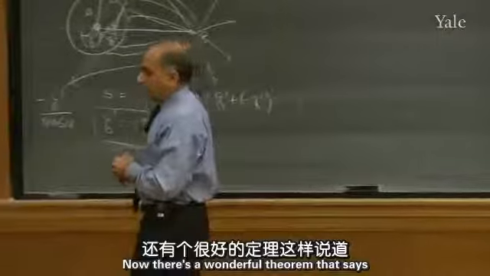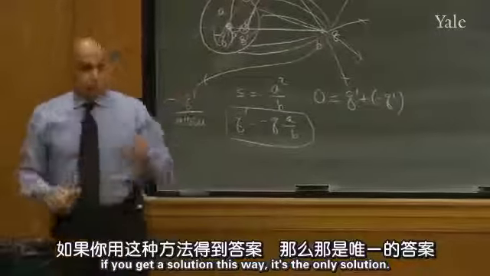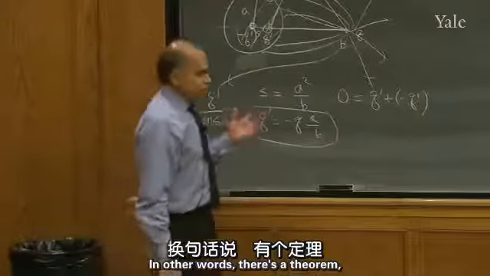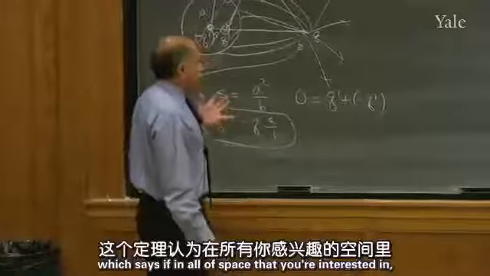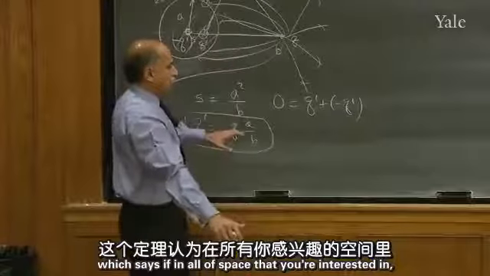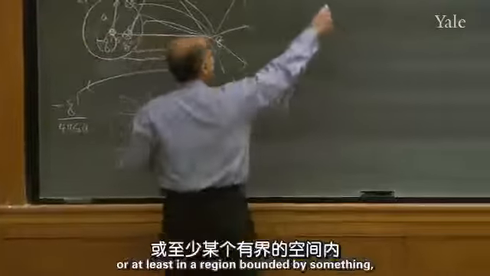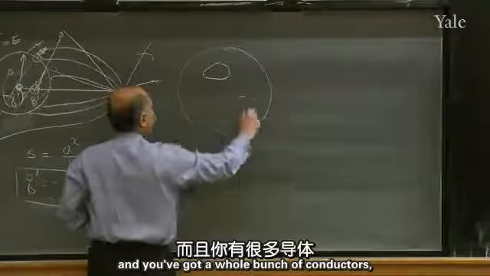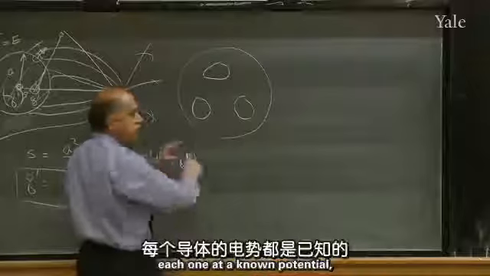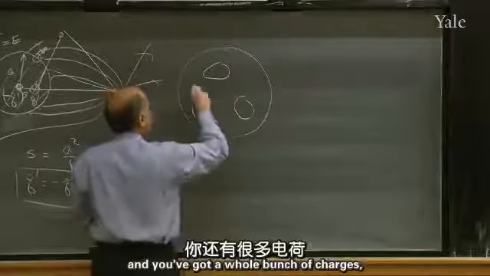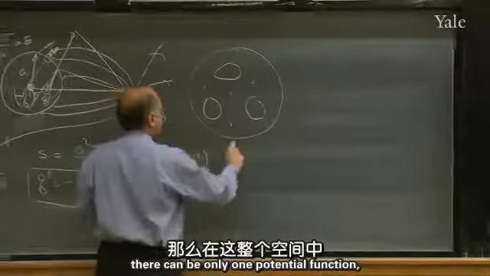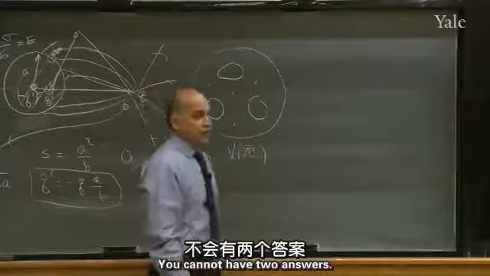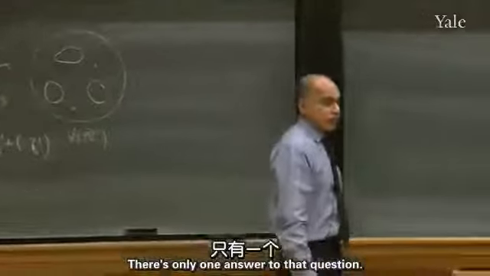Now, there's a wonderful theorem that says, if you get a solution this way, it's the only solution. In other words, there's a theorem, which I'm not going to write down, which says that if in all of space that you're interested in, or at least in a region bounded by something, if you know the potential at the boundary, and you got a whole bunch of conductors, each one at a known potential, and you got a whole bunch of charges, that can be only one potential function, V of r, in this whole region. You cannot have two answers. There's only one answer to that question.